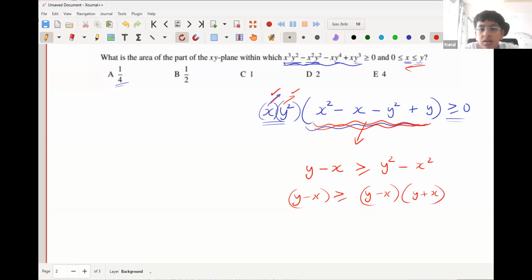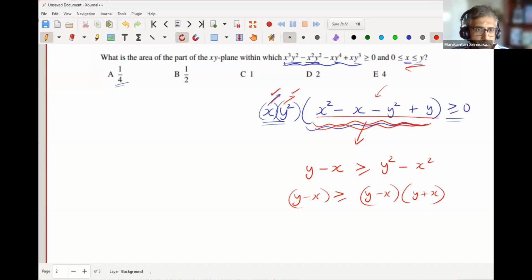How do you get this? I don't understand. What I said was this quantity should be greater than or equal to 0. But how do you get y minus x is greater than or equal to y square minus x square? Okay, so if you focus on this one, minus x plus y is the left hand side. That's minus x plus y is y minus x. And the x square minus y square goes to the right side as y square minus x square.